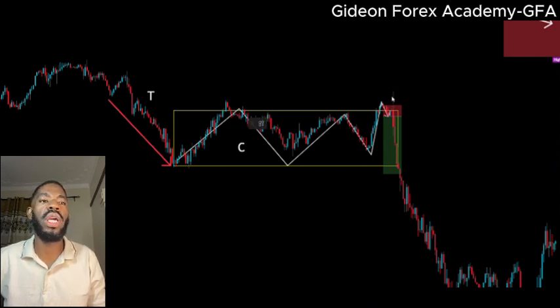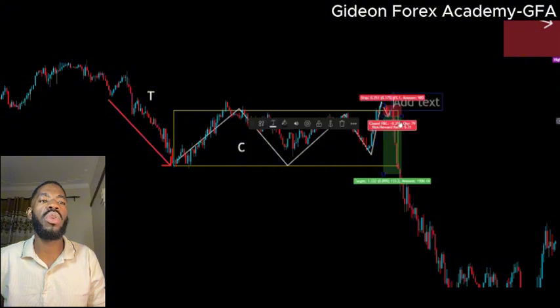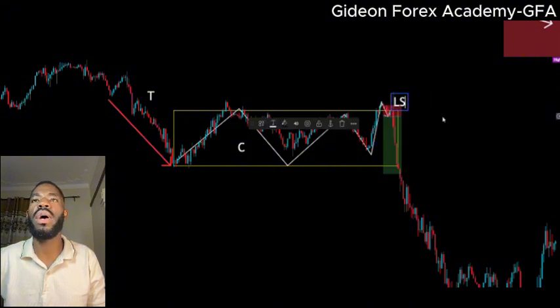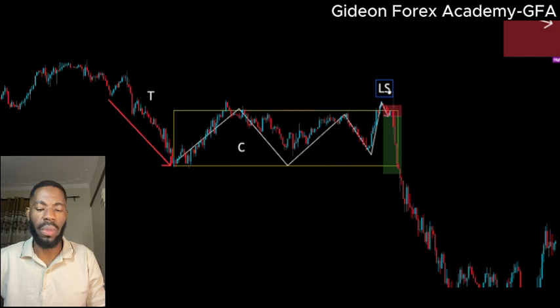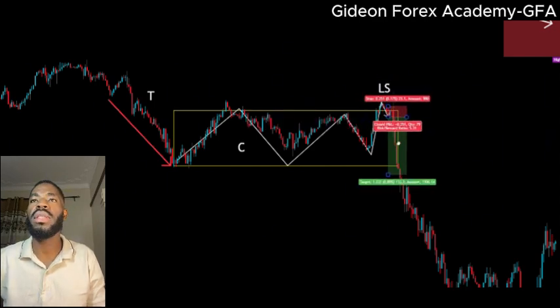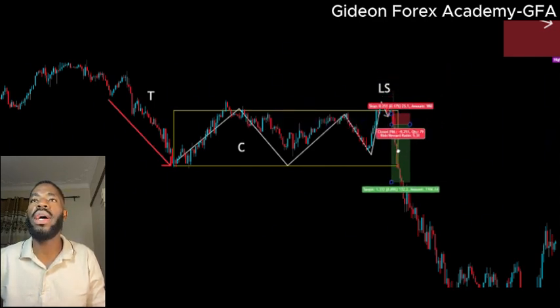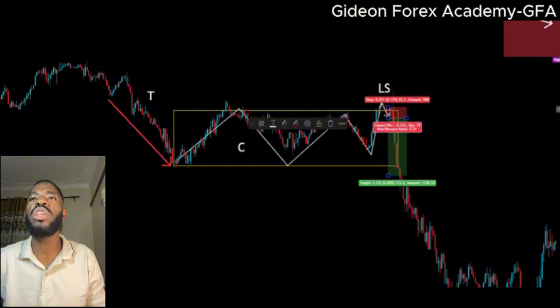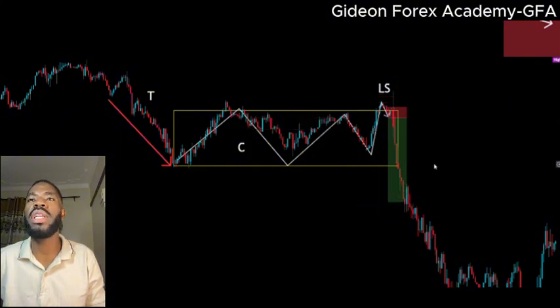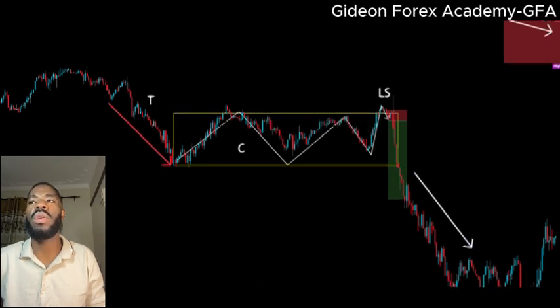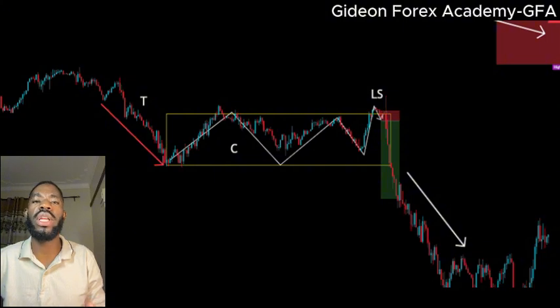And then after the consolidation, you have the liquidity sweep up here. The LS, that would be the liquidity sweep right there. After the liquidity sweep is when you want to actually sell. So you would place your sell after the liquidity sweep to target these lows down here, to the downside. So this is how you would trade this.